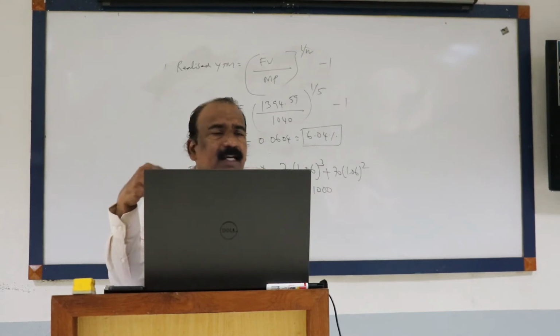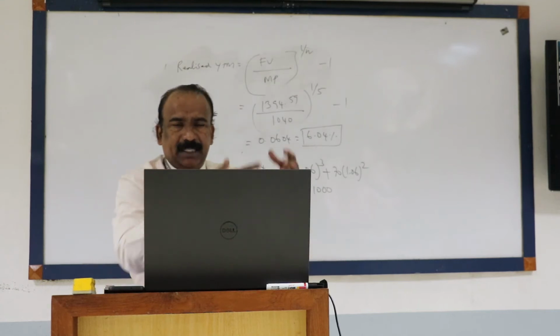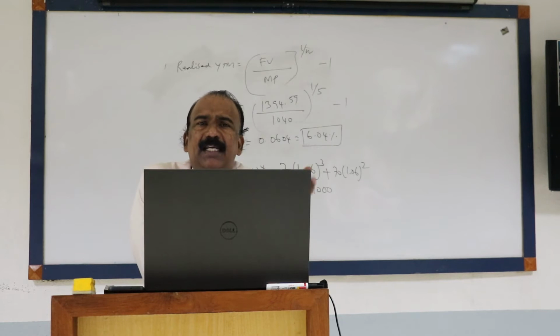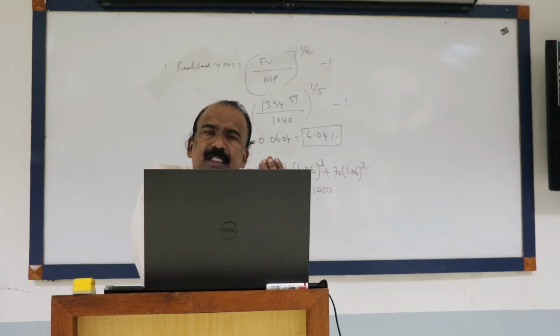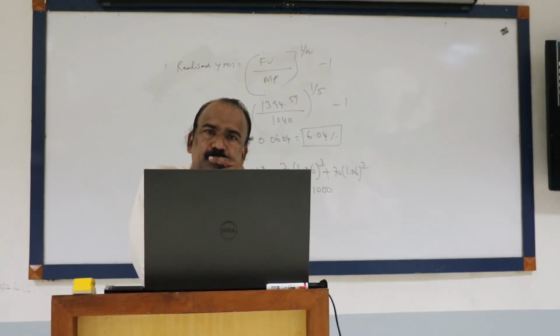So he is receiving 1394.59. The same 70 rupees he is reinvesting at 6%, and he will be receiving 1394.59. So at what rate are this 1394.59 and 1040 equal? At what rate? That rate is called realized YTM. So both the rates are equal.